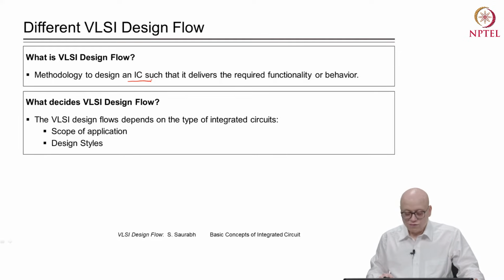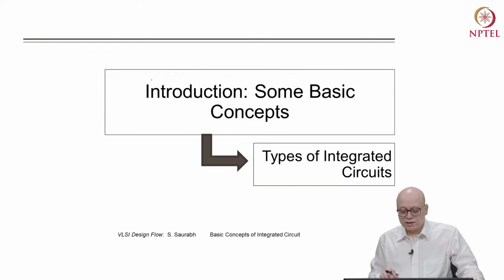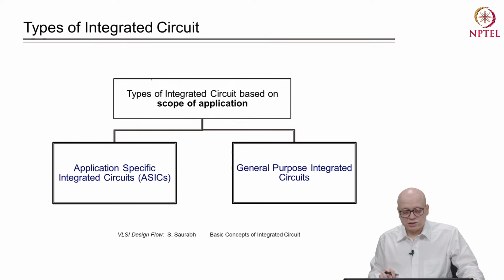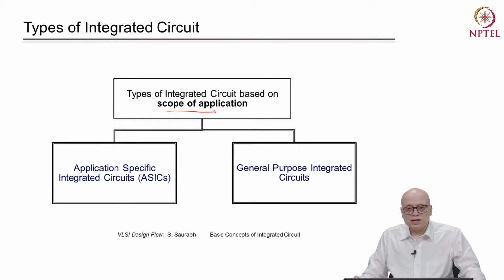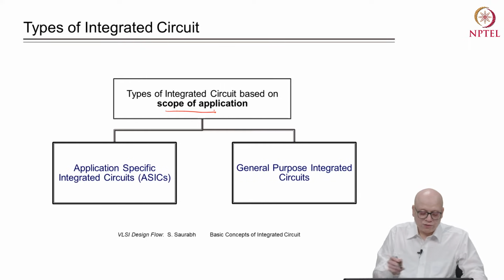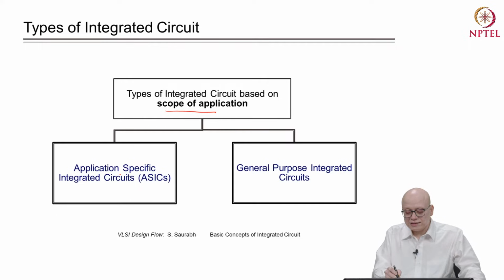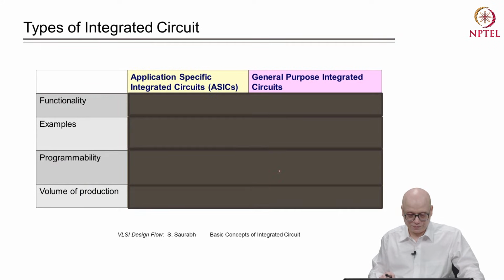So, let us first look into what are the various types of integrated circuit based on the scope of application. So, there are two types of integrated circuit based on the scope. The first one is application specific integrated circuits or ASICs, and the second is general purpose integrated circuit. Let us understand the differences between these two types of integrated circuit.